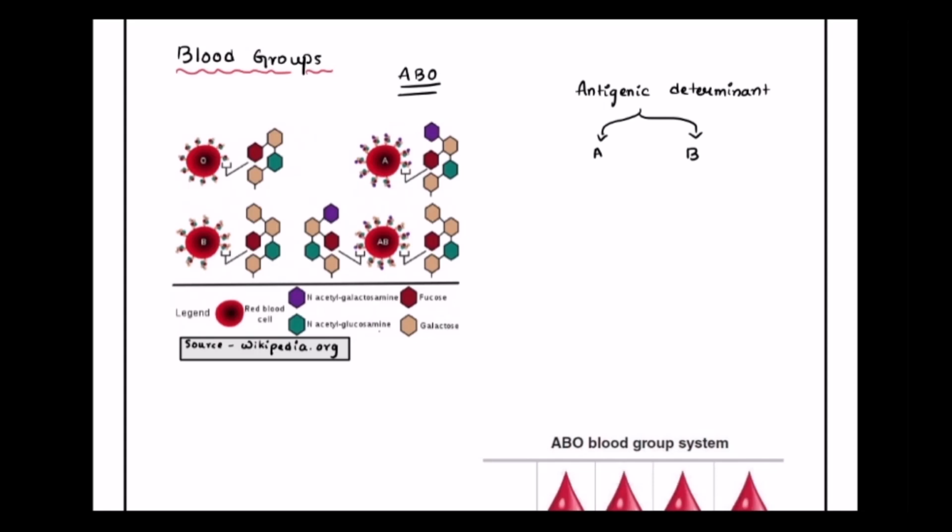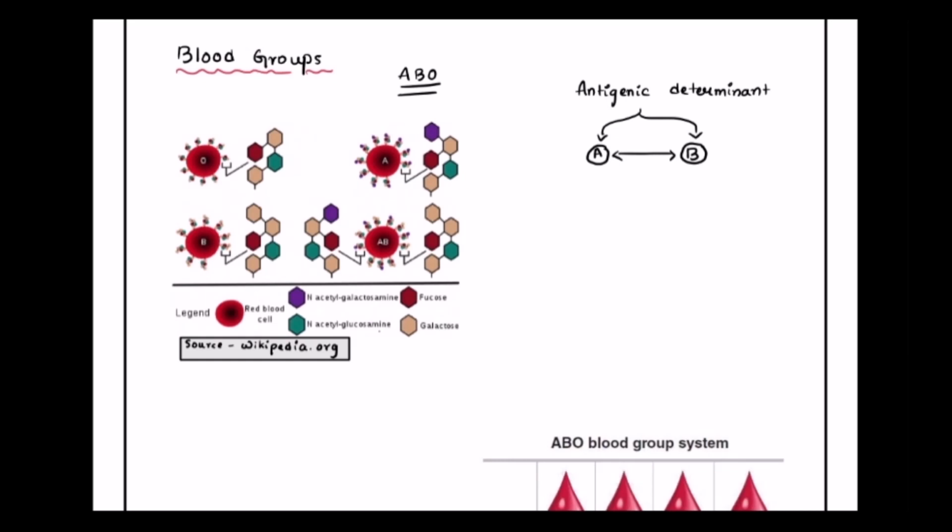So, if the A antigen is present on the surface of the RBC, we call that person to be type A. If a B antigen is present, then the person is of type B. If both of them are present, then we call that person type AB. And if neither A nor B is present, then that person is of the type O blood group.